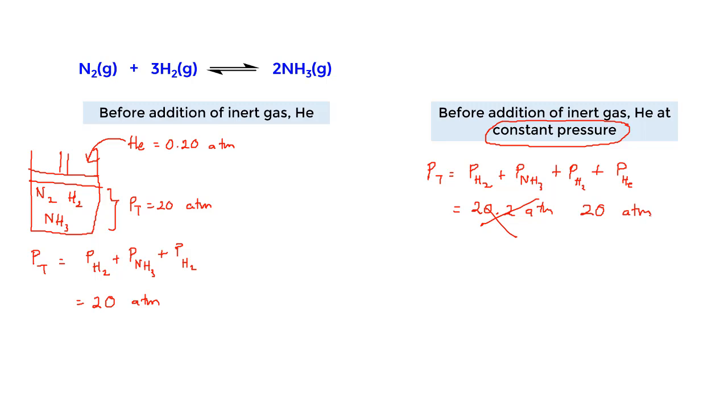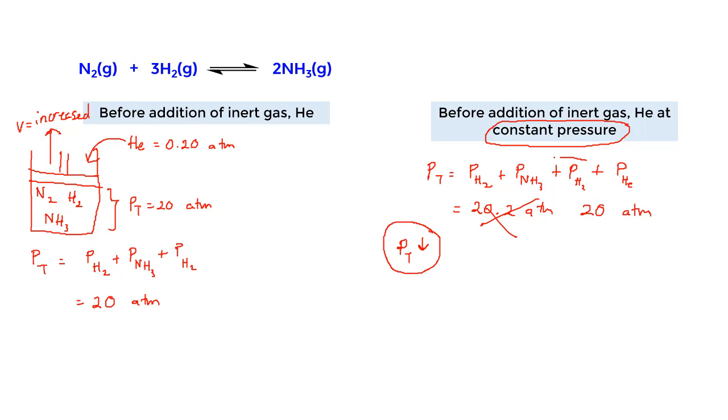Sebab dia constant pressure. Jadi apa yang berlaku? Volume of the container ini, volume of the vessel ini mesti increase. Kita kena tarik volume tu, piston tu ke atas untuk increase volume. Dan bila increase volume, total pressure akan immediately decrease. Sebab nanti partial pressure kat dalam ni pun akan decrease. Bila total pressure ataupun partial pressure kat dalam tu semua decrease, maksudnya partial pressure of nitrogen, hydrogen, ammonia dan helium juga akan decrease.